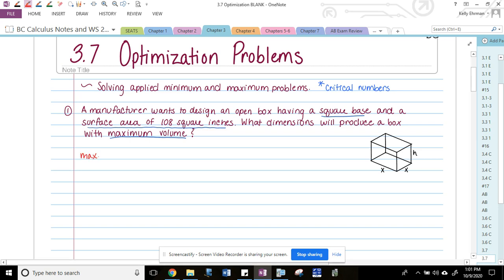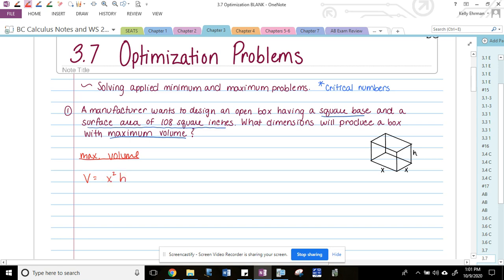I like to write a note to myself that it's not just volume, it's max volume, because that helps me to remember I'm going to need to take the derivative of this function at some point. All right, so what do I know about volume? I'm not given a numerical value, but I know in general, volume of a box would be length times width times height. Remember, it has a square base, so you can see in this picture, that would be x squared times h.